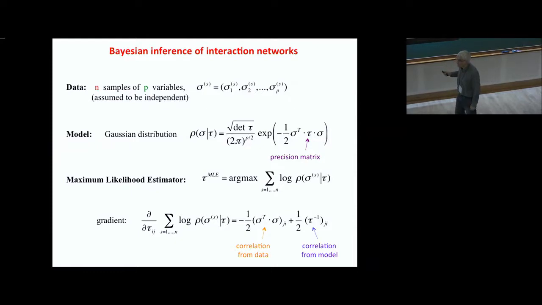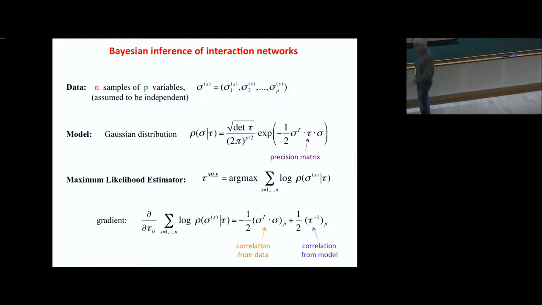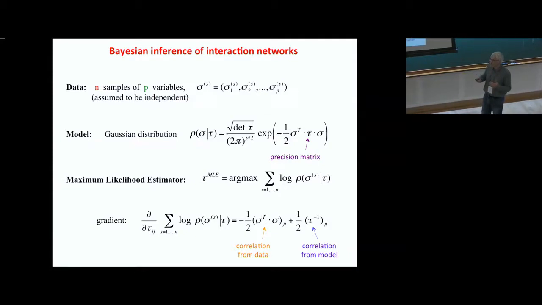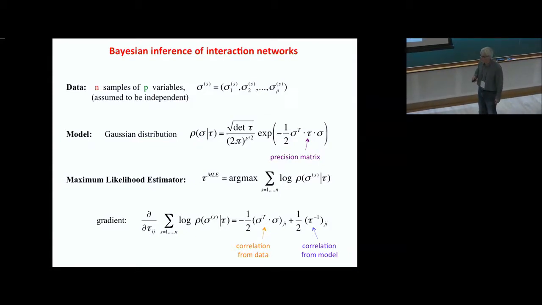Exactly. And you say that the one from the model should match the one from the data. Exactly. That's a classical thing which people call moment matching. In statistical inference, you match moments of a distribution, the model one with the data one.